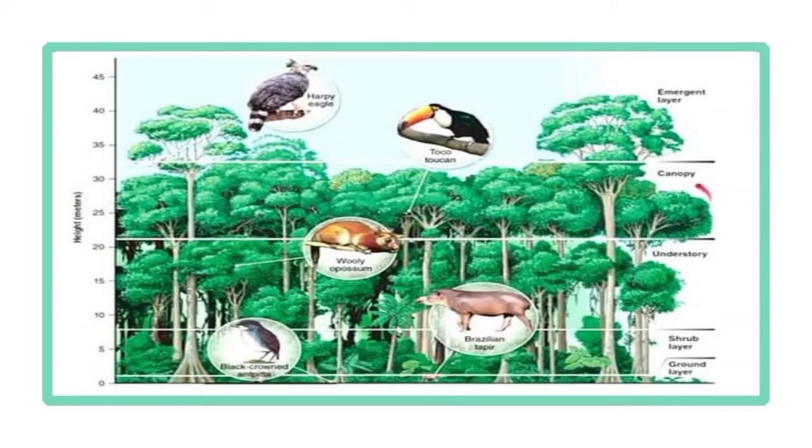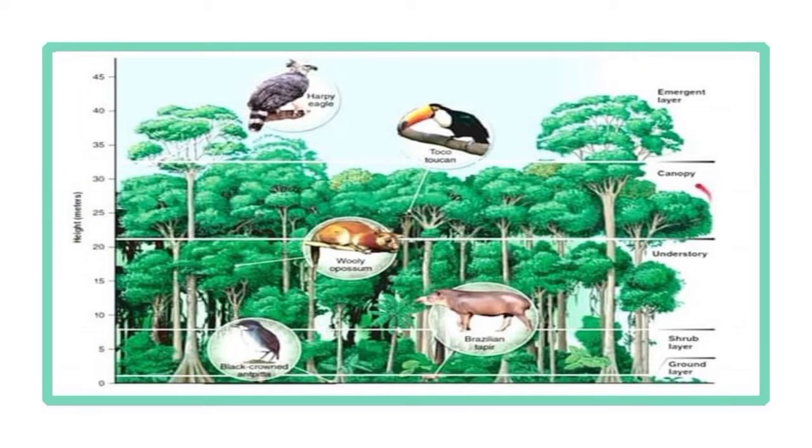This one shows us the common vegetation found in tropical rainforest. So you have here the ground layer, this is the forest floor. Then you find here the shrub layer for small plants. Understory is smaller trees, then the taller trees are found in the canopy and the emergent layer.